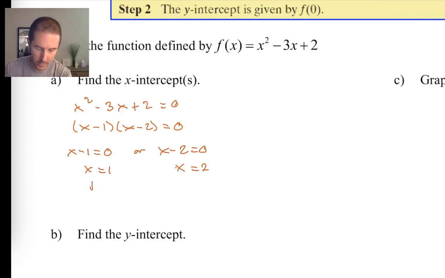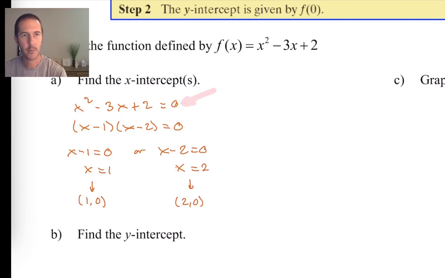The points that we would plot are technically (1, 0) and (2, 0). How did I know that the y-coordinate was a 0? It's that 0 right there. When we set our function equal to 0, remember that a function has an input value and an output value. The x values, which we just found, are the input values, and those are the input values that cause an output value or a y value of 0.